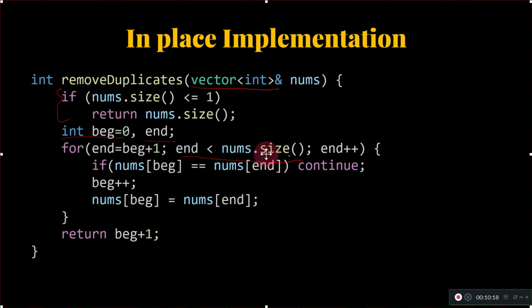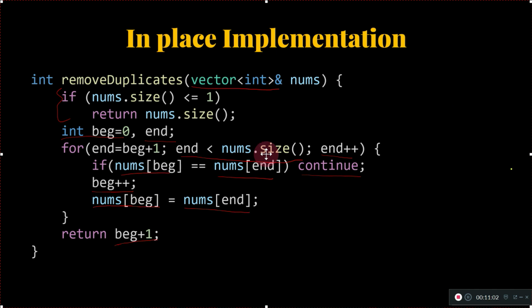It starts with beginning, and while end is less than the size, we have to keep going. So if the numbers are equal, we continue, till we don't find a number which is not equal. When we find the number which is not equal, we increment the beginning, we copy the end pointer number to the beginning, and then continue to the next item, and at the end we return the number of items, which is beginning plus 1.